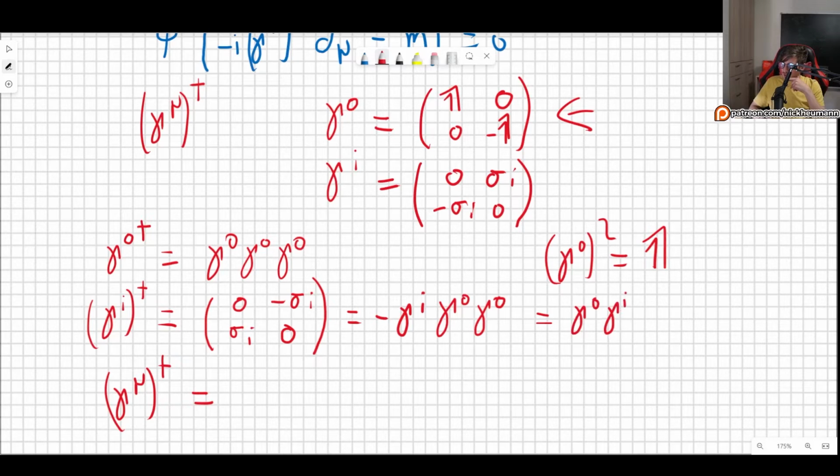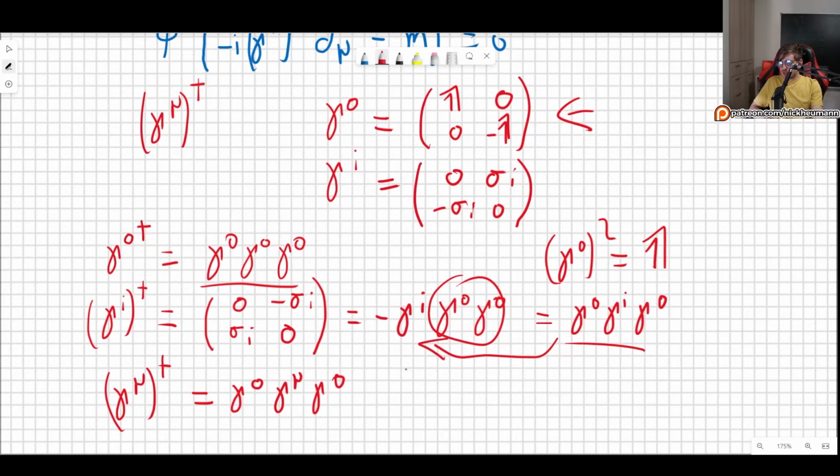Gamma 0, gamma i, gamma 0, right? They anti-commute. So you have to add the minus sign to make up for it. And now we have gamma 0, gamma 0, gamma 0, gamma 0, gamma i, gamma 0. So basically, this is gamma 0, gamma mu, gamma 0. And now we can make sure: if mu is 0, we end up here, which gives us gamma 0. And if this is i, we end up here, which we can use to go back there. And this is 1, so we get the correct result.